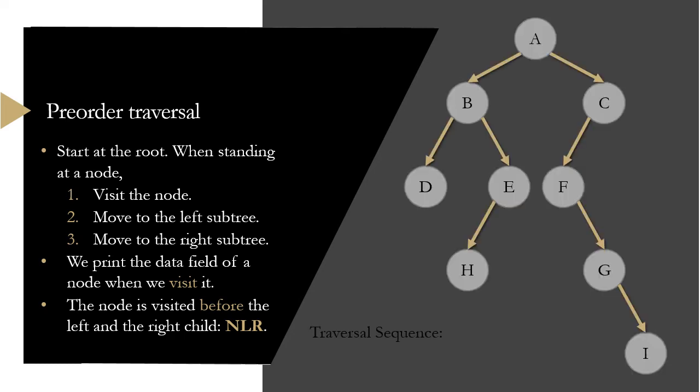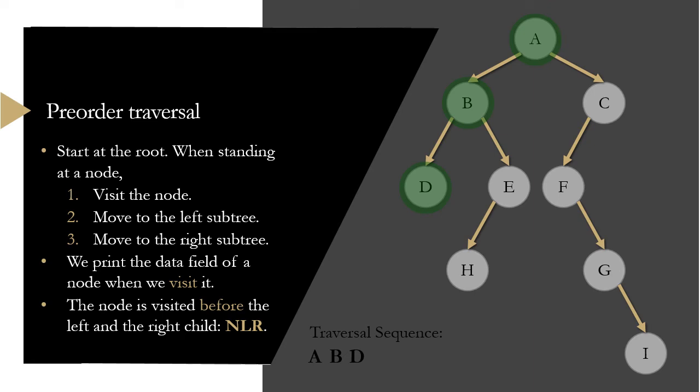Consider this tree. Let's do its pre-order traversal. Start with the root, which is A. Step 1 says visit the node, so we print A and then move to the left subtree. We get to B. Print the node or visit it. Move to the left subtree. We come to D. Visit the node, print D. Move to the left subtree, but there is no left subtree. Now move to the right subtree, but there is no right subtree. We have completed all three steps for D, so we move back and come to B.